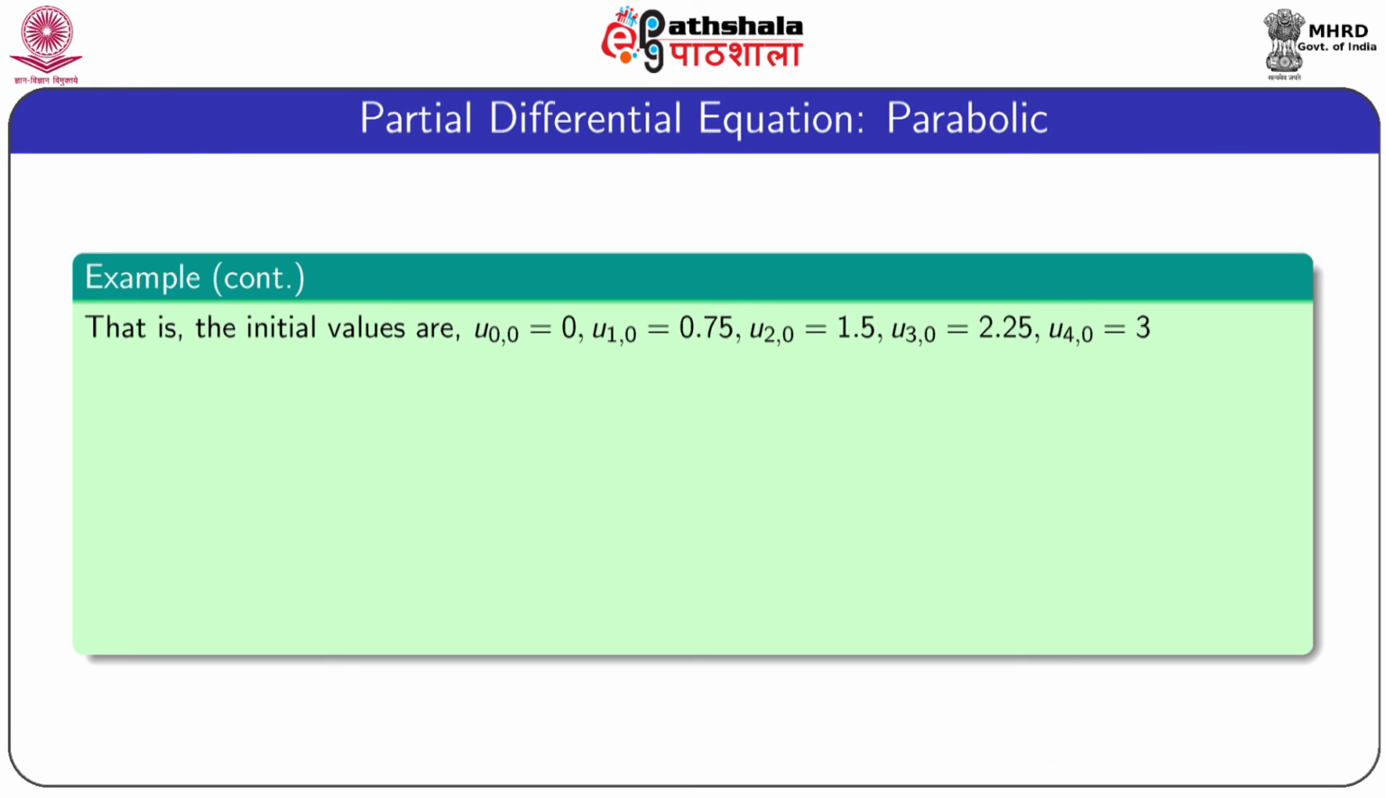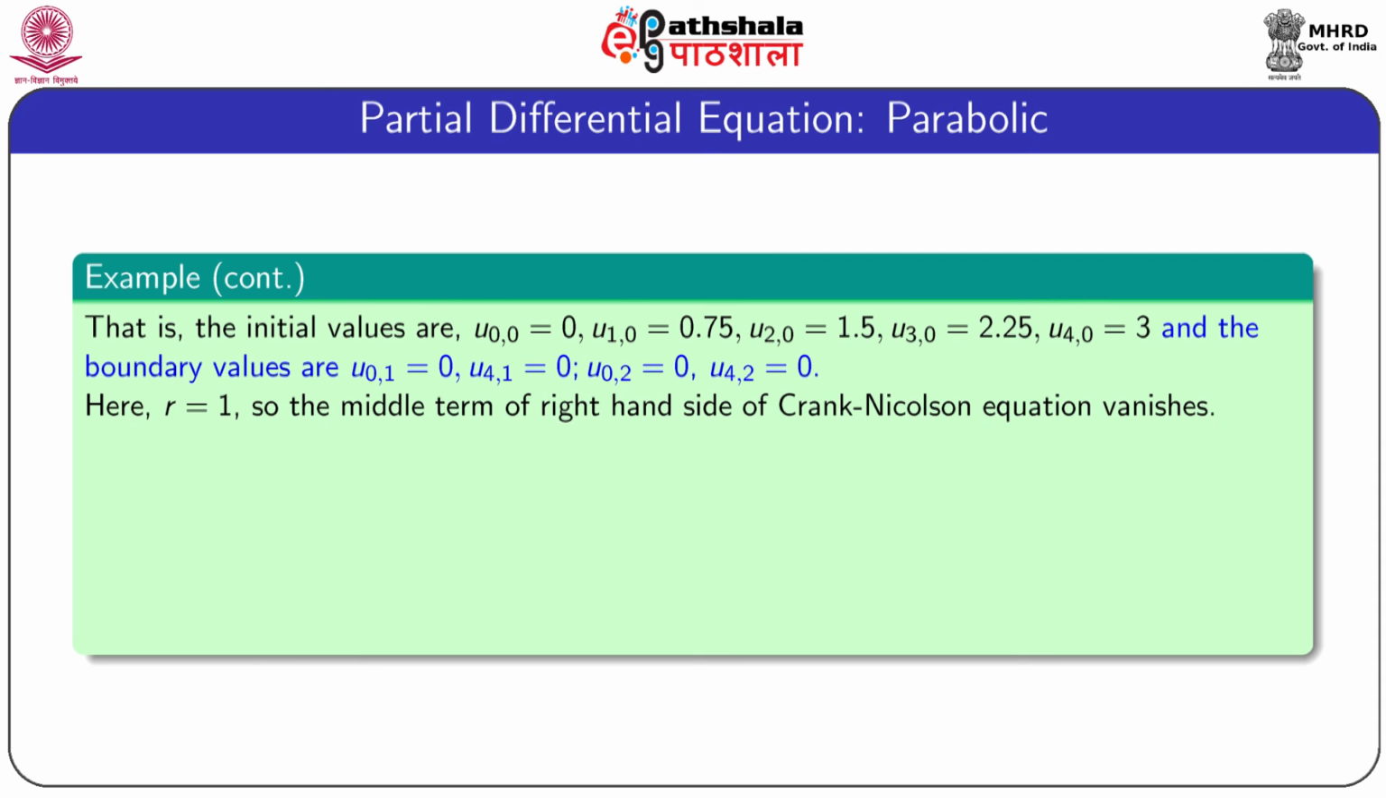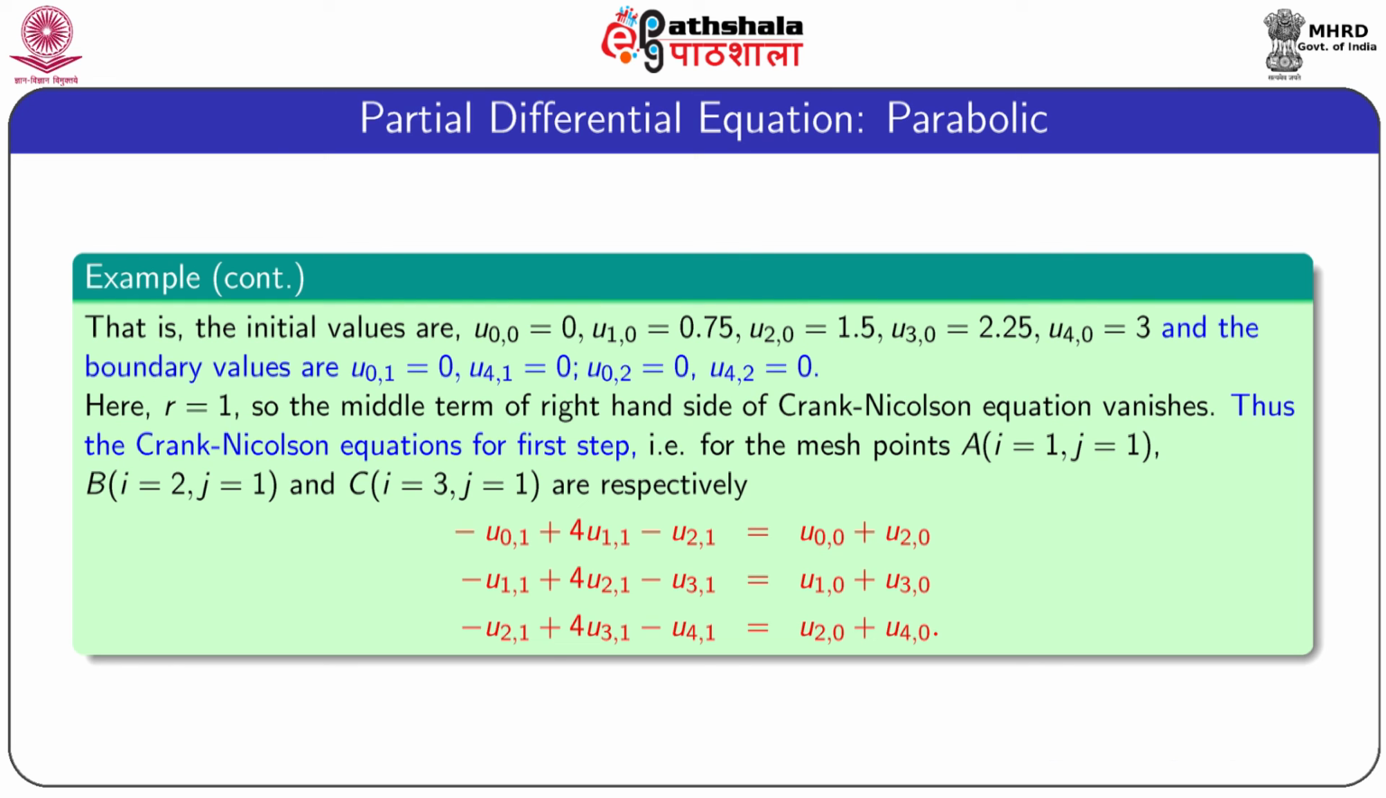The initial values are u00 equal to 0, u10 equal to 0.75, u20 equal to 1.5, u30 equal to 2.25 and u40 equal to 3. And the boundary conditions are u01 equal to 0, u41 equal to 0, u02 equal to 0 and u42 equal to 0. And for r equal to 1, the middle terms of the right hand side of the Crank-Nicholson equation become 0.